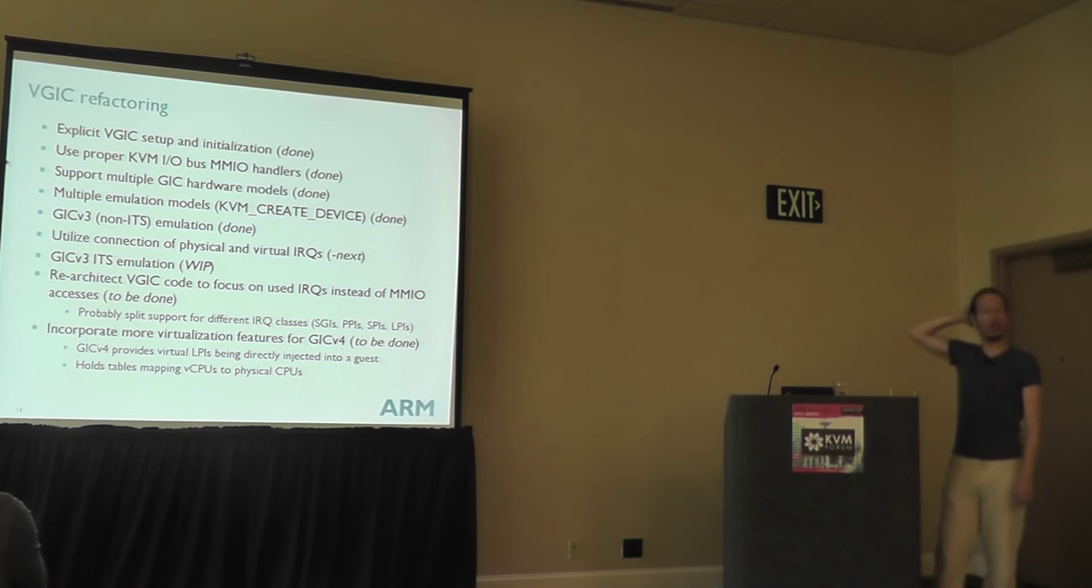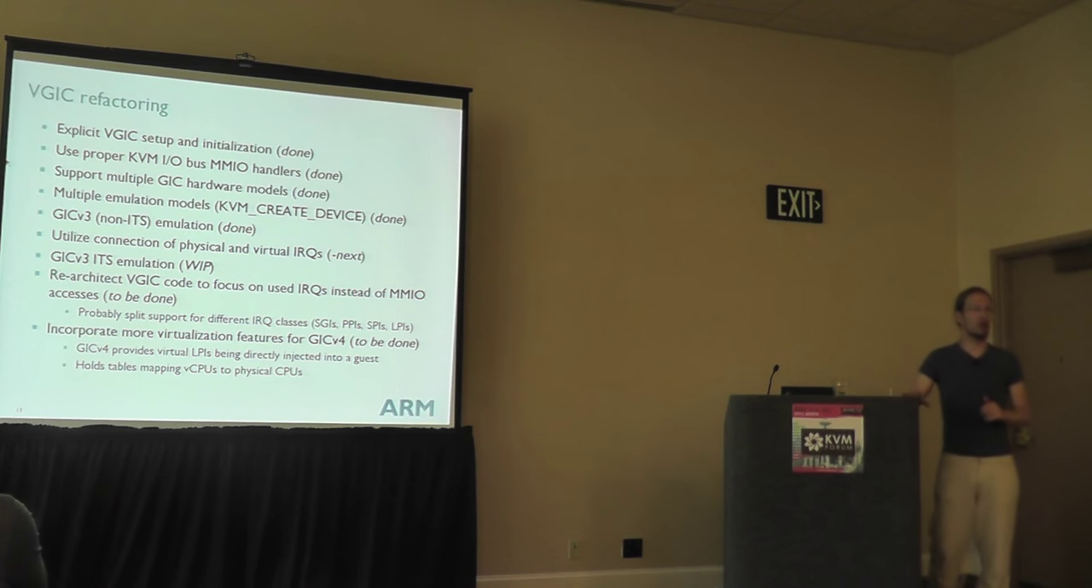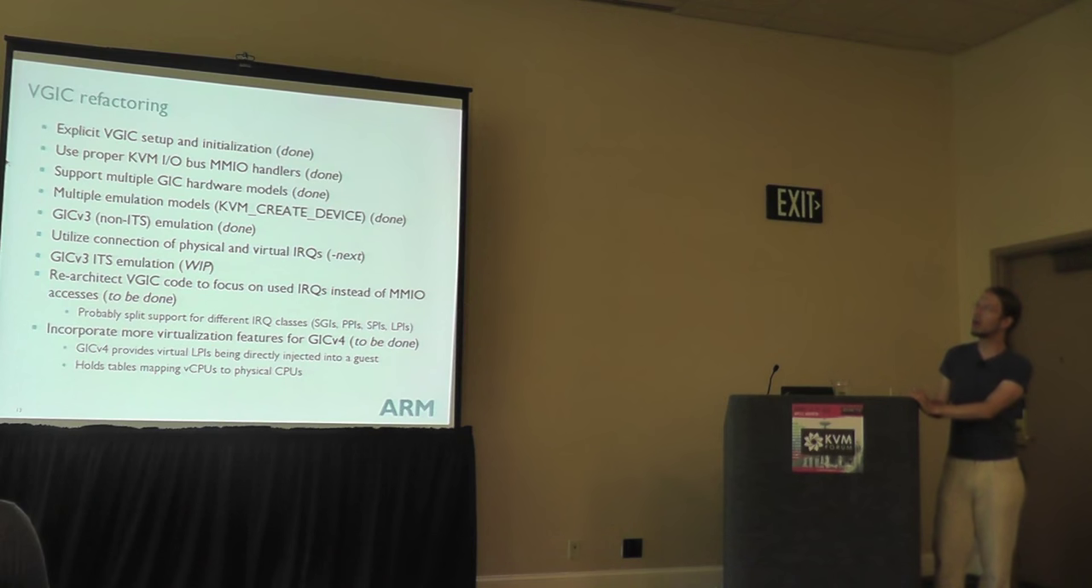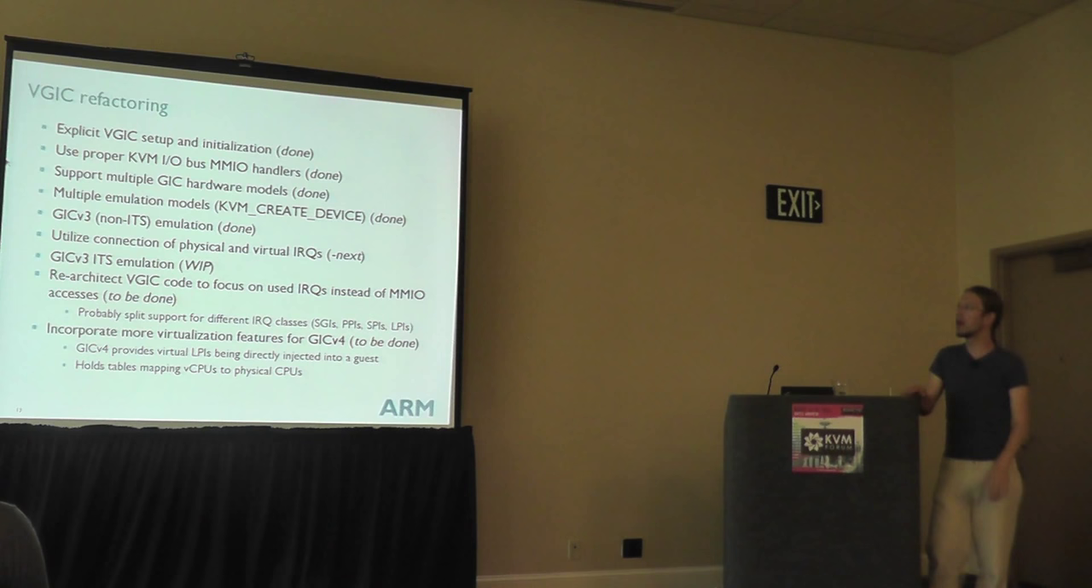We also extended the KVM IO bus to take the vCPU, to actually pass on the vCPU which the request came from. So we could then move over the MMIO handlers to the KVM IO bus framework, which makes it easier to add other MMIO regions, so not only the distributor, but also the redistributor and ITS and everything. So it fits more naturally in. That is done in upstream. We also support multiple GIC hardware models, that's what I said, so with the same kernel, we can support GICv3 and GICv2 on the hardware, and depending on what's actually on the system when you boot the kernel, it does the proper thing.